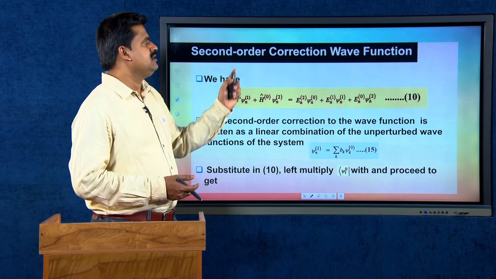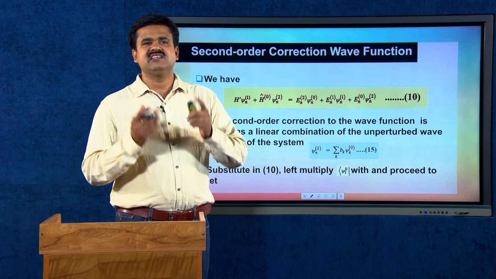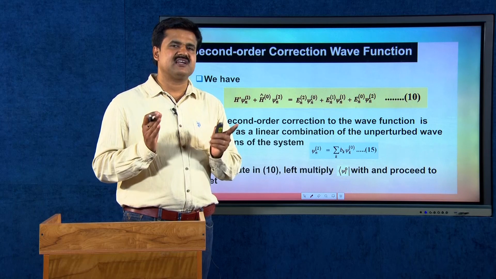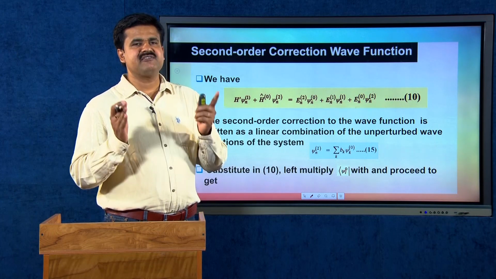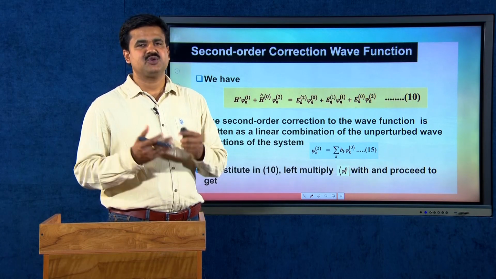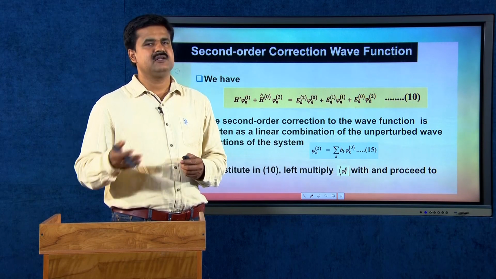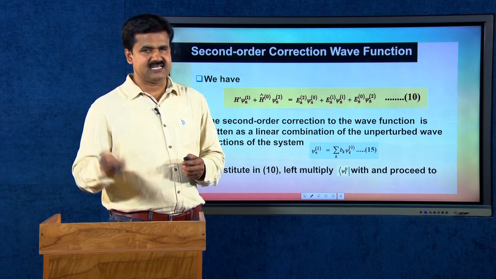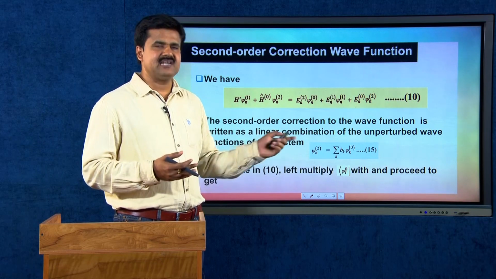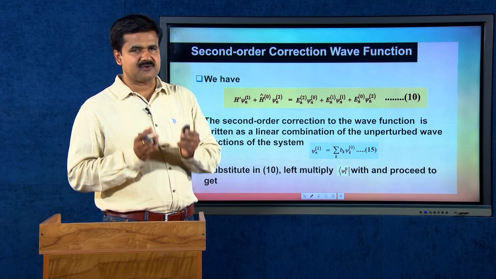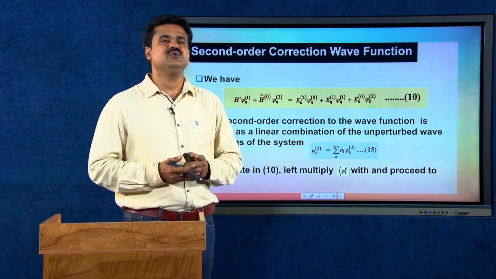We are now focusing on the second order correction to the wave function. We discussed the second order correction to energy. Now we are giving prime focus to the second order correction to the wave function. In perturbation theory, we can give successive corrections to either wave function or energy, out of which we learned about the second order correction to energy, and now we are focusing on the second order correction to the wave function.